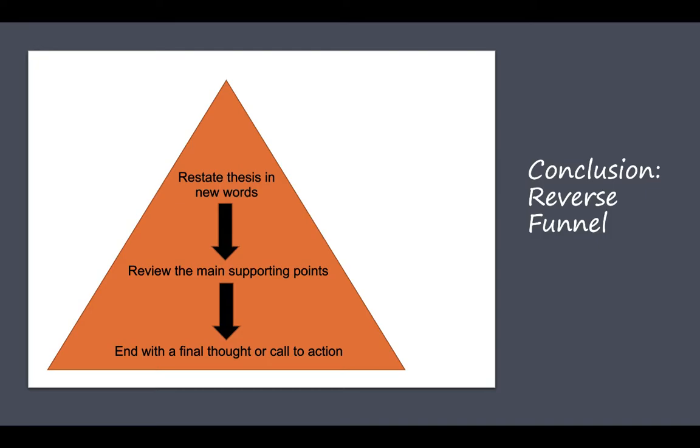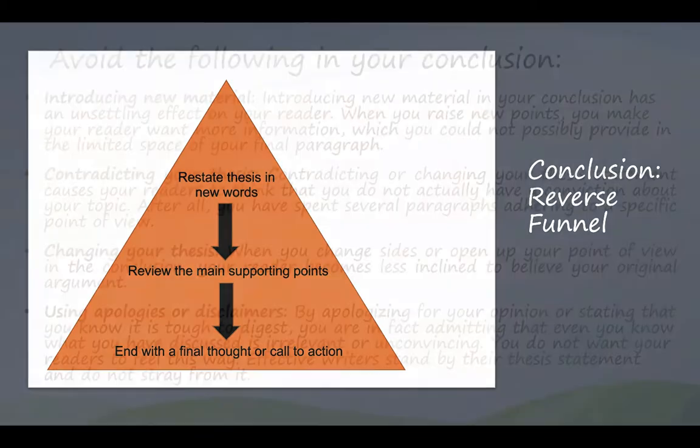They had the funnel figure or the picture in the book, but for some reason you can't find one for the conclusion, which should go in the opposite direction, so it's an upside down funnel, or reverse funnel, if you will. It should go the opposite way of your intro. So again, you're restating your thesis in new words, not word for word like you did in your intro, but restate it, remind the audience of what your thesis is. Then you review those main supporting points, and then you end with a final thought or a call to action. You start out really specific with your thesis, and then you get broader and broader. That's how it's the reverse funnel. Intro, you started general, got specific. Conclusion, you start specific and get more general.